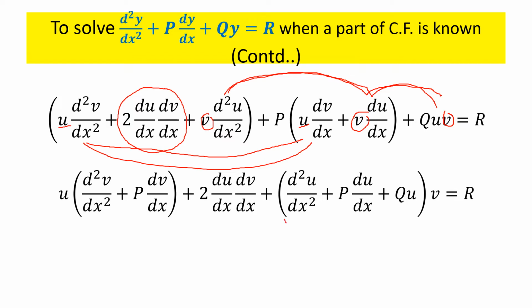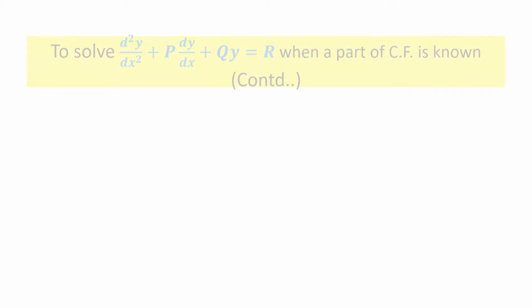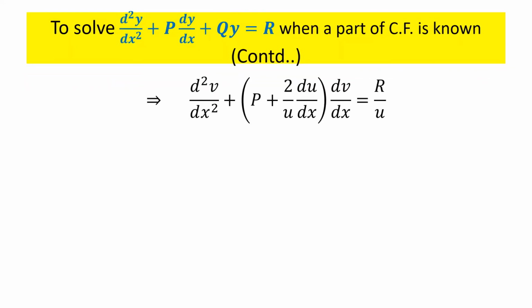So according to equation 2, we have d square u by dx square plus p into du by dx plus q u is equal to 0. Therefore, we get u into d square v by dx square plus p into dv by dx plus 2 into du by dx into dv by dx is equal to r. So we shall divide throughout by u. So we get d square v by dx square plus p plus 2 by u into du by dx into dv by dx is equal to r by u.